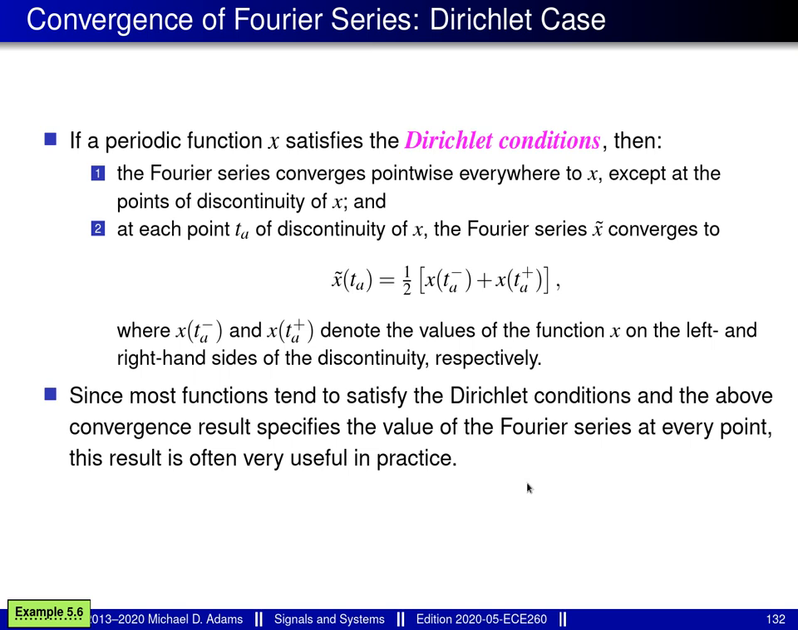Now in practice, most functions tend to satisfy the Dirichlet conditions, so for this reason this particular convergence result is quite useful because it specifies not only whether the Fourier series converges or not, but it also specifies the particular numeric value that the Fourier series converges to at each point. So this particular result is quite useful, for example, in problems where we need to compute a specific numeric value for what the Fourier series converges to at a point.